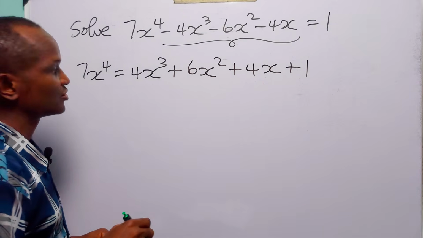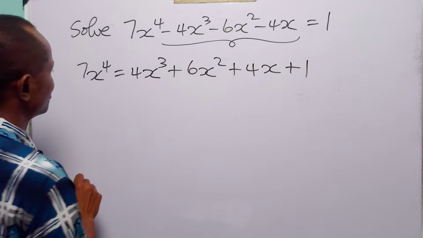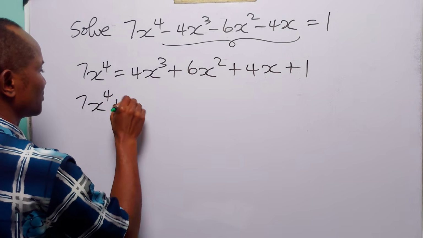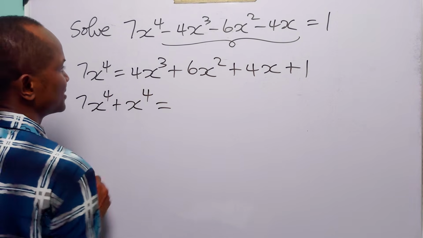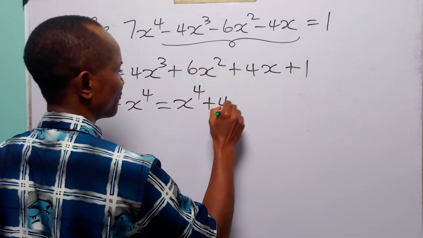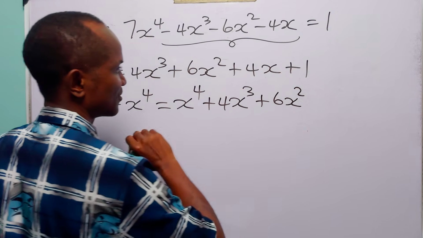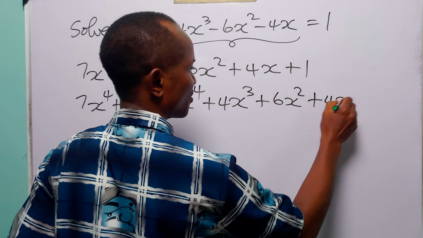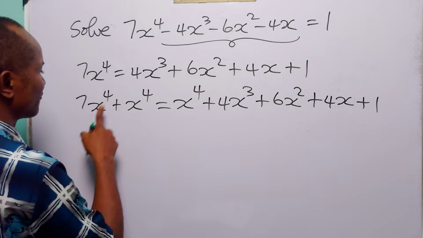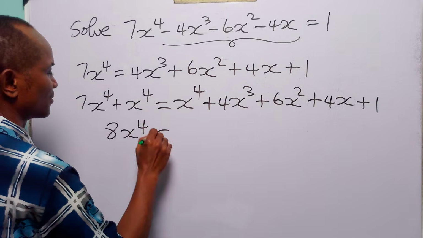Now, the next thing we are going to do is add x^4 to both sides of the equation. We have 7x^4 + x^4 = x^4 + 4x^3 + 6x^2 + 4x + 1. 7x^4 + x^4 is equal to 8x^4.